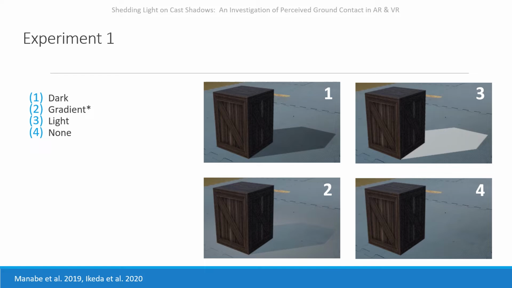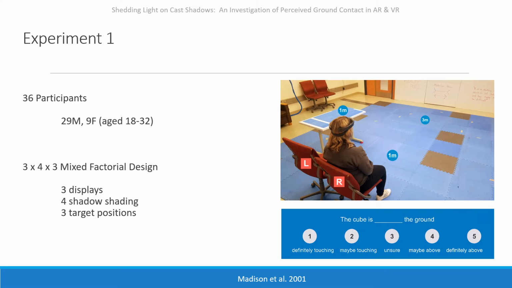Our gradient shadow condition was developed to create realistic shadows in optical see-through displays, and it's pretty similar to the shadow rendering technique proposed by Manabe, Ikeda, and colleagues. This approach uses simultaneous contrast to create the illusion of a shadow by rendering light near the outer edge of the shadow's shape.